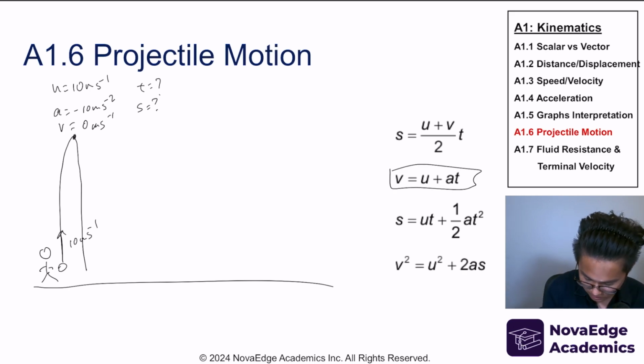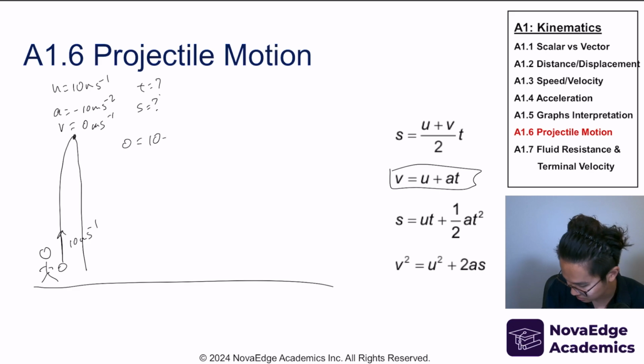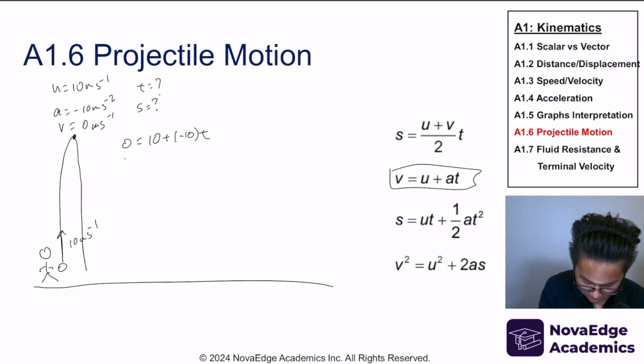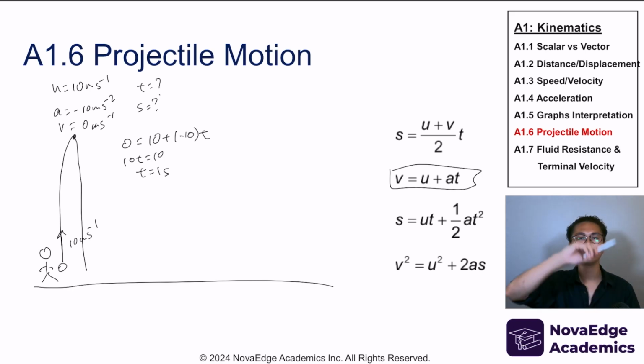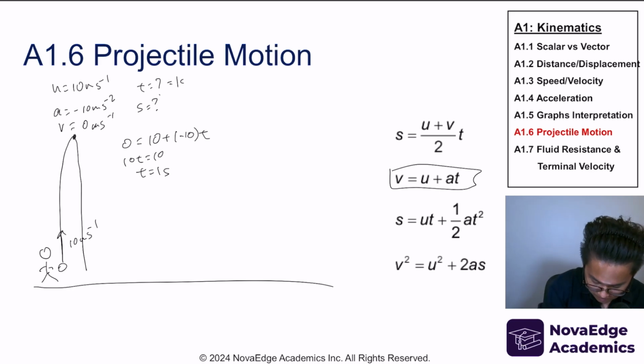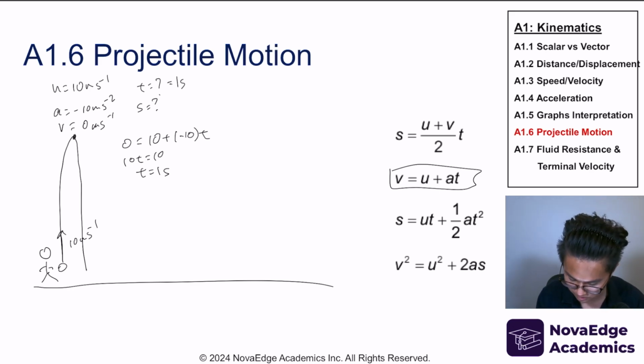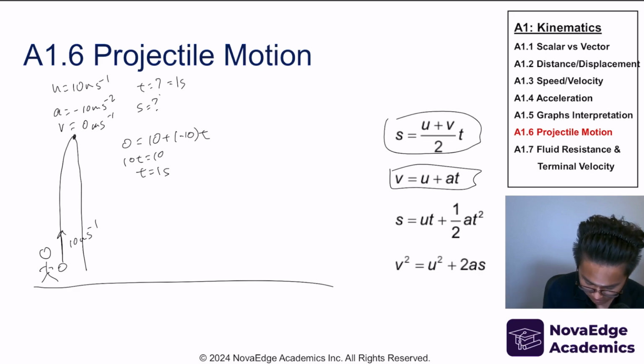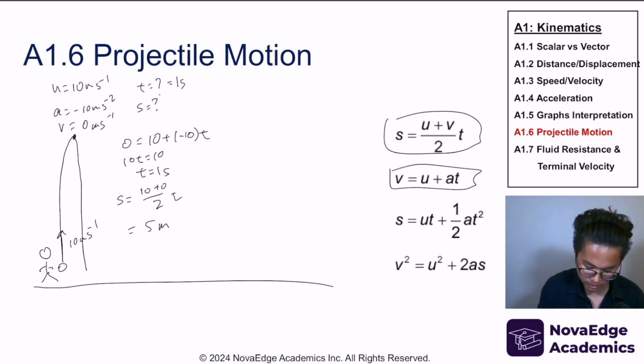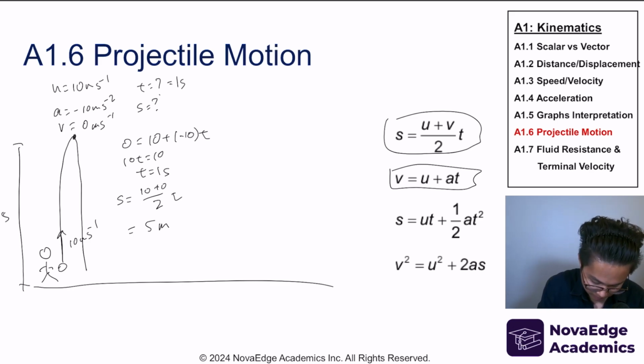Okay, so 0 is equal to 10 plus negative 10t. If I isolate t, I get t is equal to 1 second. So it's going to be traveling up for 1 second. Now that we know t is equal to 1, I can use any other equation to find s. So let's do this one. s is equal to (10 plus 0) over 2 times t, which is equal to 5 meters. So it's going to be going up for 5 meters.